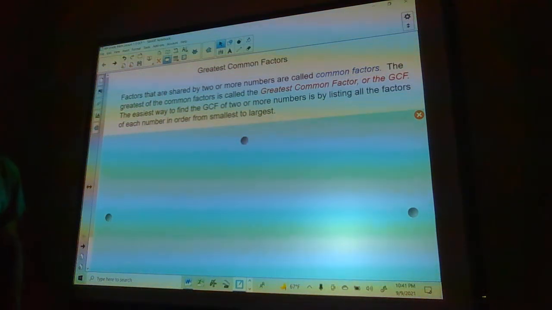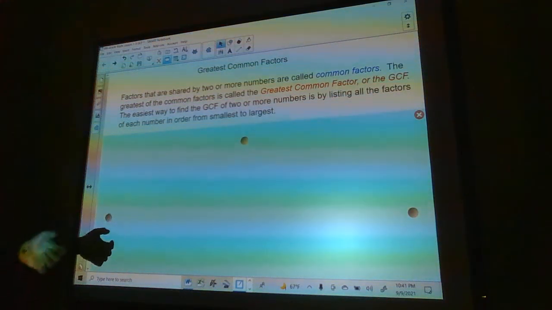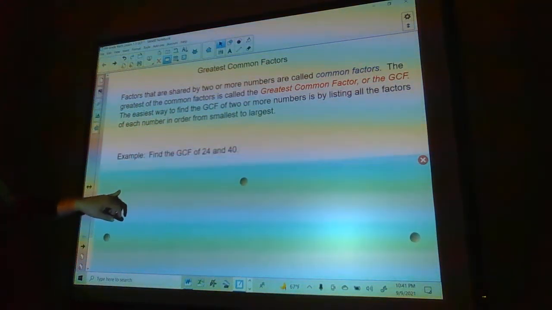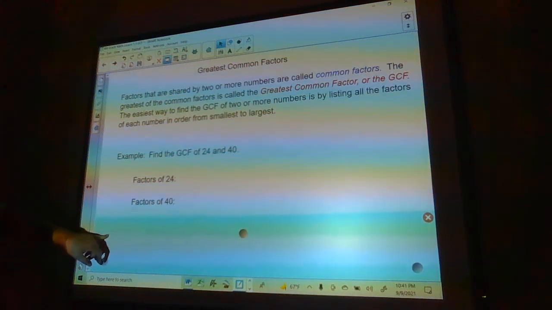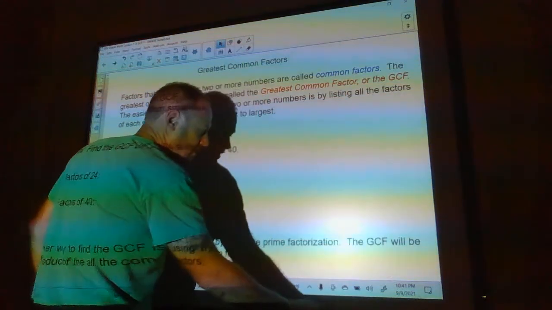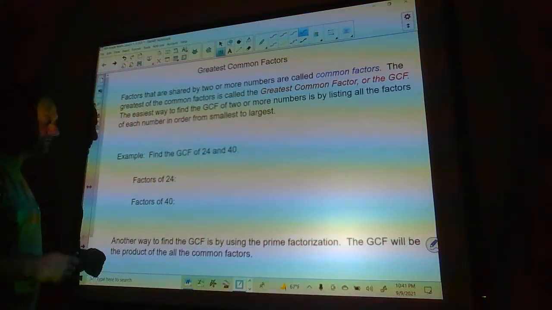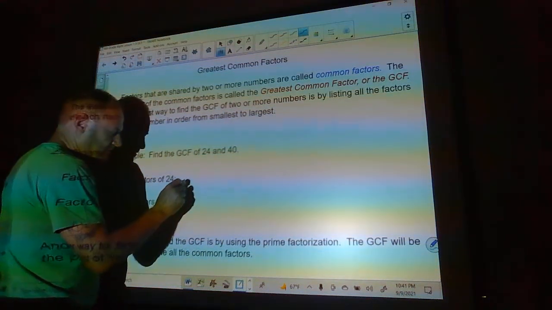The easiest way to find the greatest common factor of 2 or more numbers is by listing all the factors of each number from smallest to largest. So, here we go. We want to find the greatest common factor of 24 and 40. So the first thing we're going to do is list the factors of 24. So let's see, numbers that will go into 24.